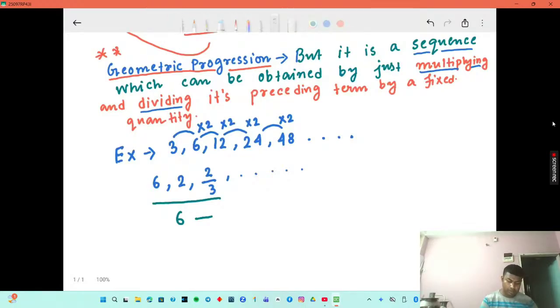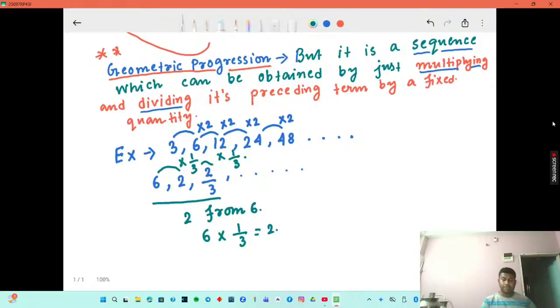In order to obtain 2 from 6, we have to multiply 6 by 1/3, which is equal to 2. So in order to obtain 2, we multiply the preceding term by 1/3. Now in order to obtain 2/3, we have to multiply 2 by 1/3. So here we can say that the sequence is obtained by just multiplying the preceding term by 1/3. So we can say that the given sequence is definitely a geometric progression. Is it okay?